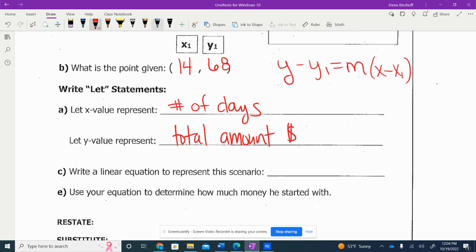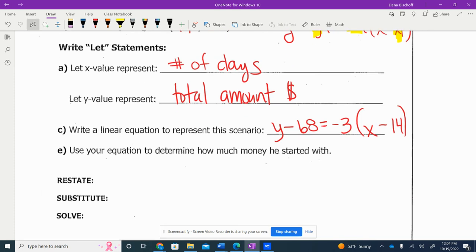Okay. So this you know, this you know, and this you know. And that's what you want. So what's your equation? Y minus 68 equals negative 3 times the quantity x minus 14. Awesome, perfect, very nice. Y minus 68 equals -3 times the quantity x minus 14.